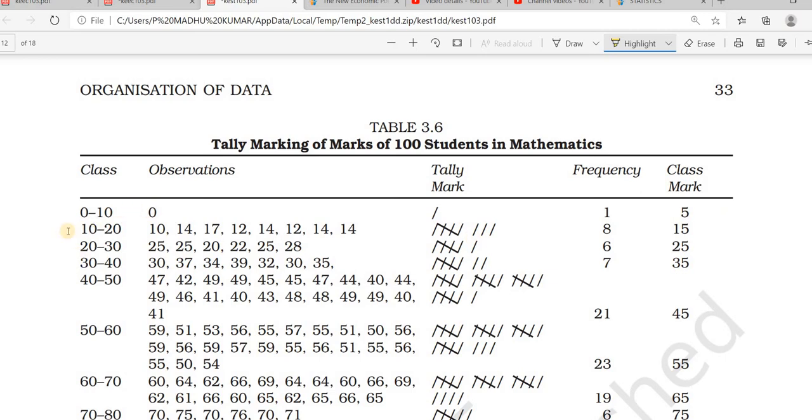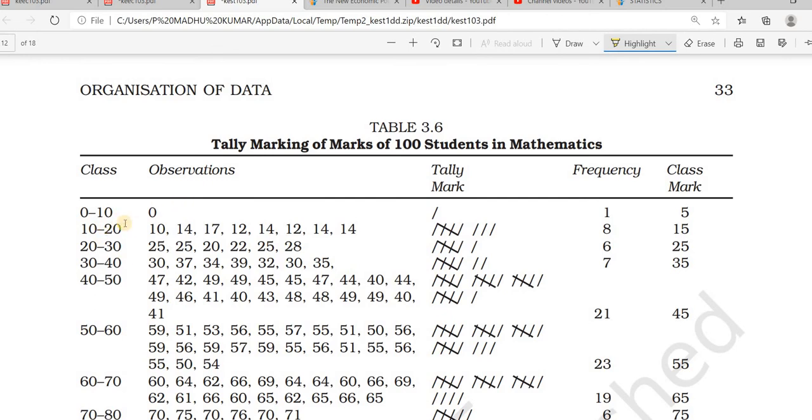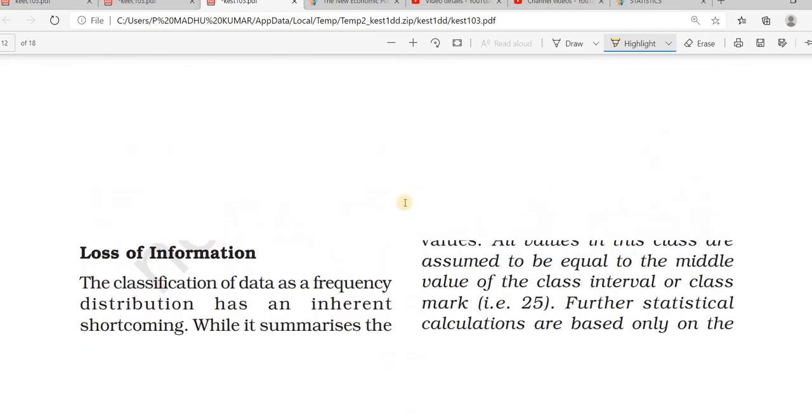Here 10 plus 20, 30, divided by 2, is 15. Okay, class mark or mid value. Then between 10 and 20, how many numbers, how many frequencies are there? Here the first, 10, we put one tally mark. 14, another tally mark. The next one 17, the next one 12. Then here 4 tally marks over.